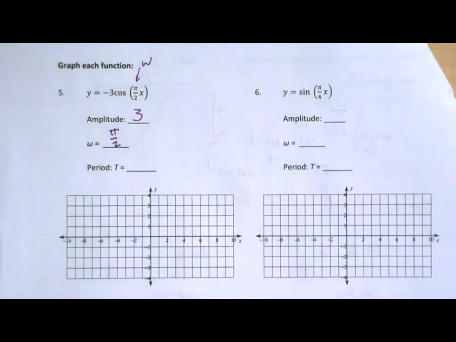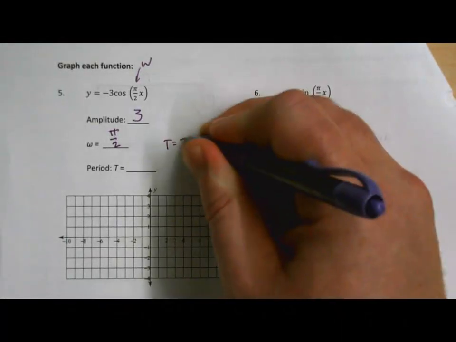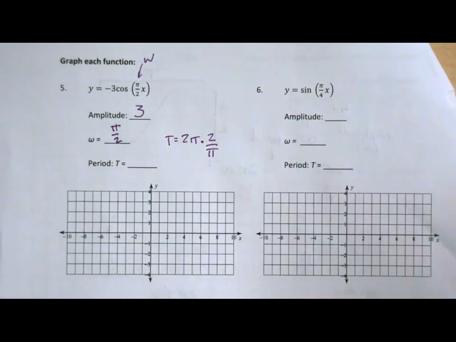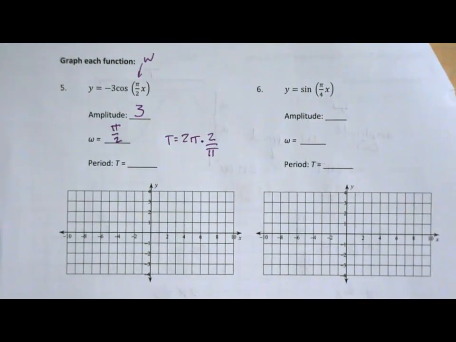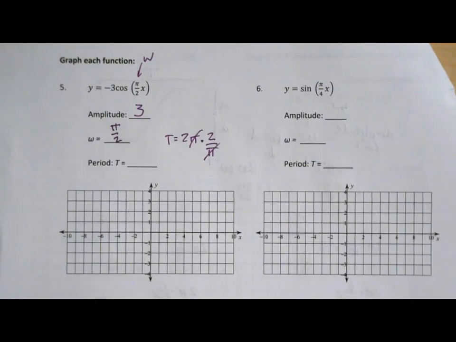And then the period we can get by using the formula. So the period is 2 pi times the reciprocal of omega. So flip that fraction over, do a little canceling. Looks like our period is going to be 4.